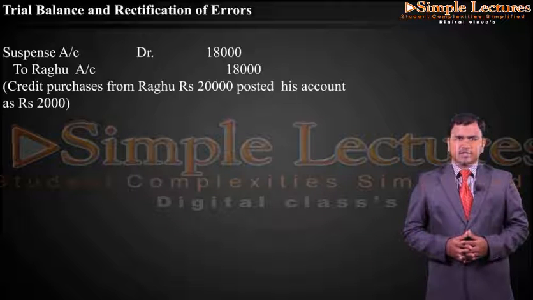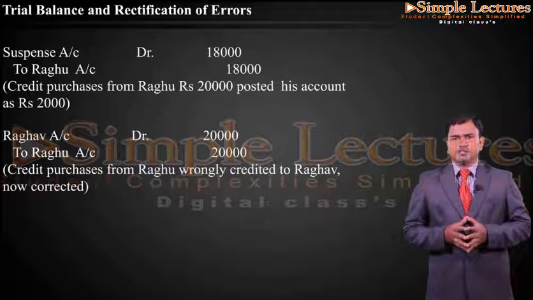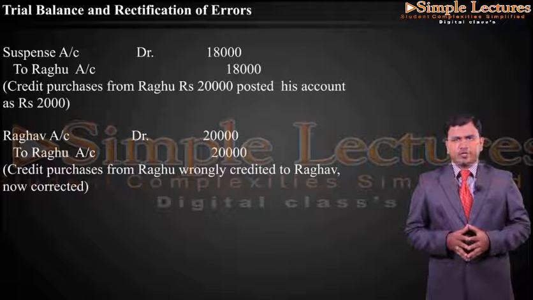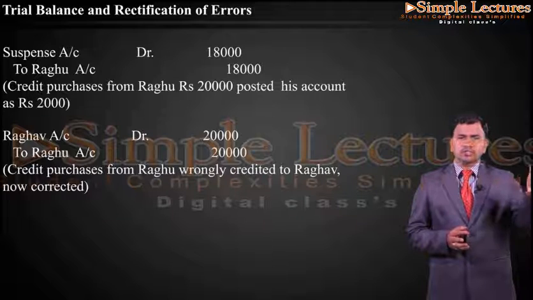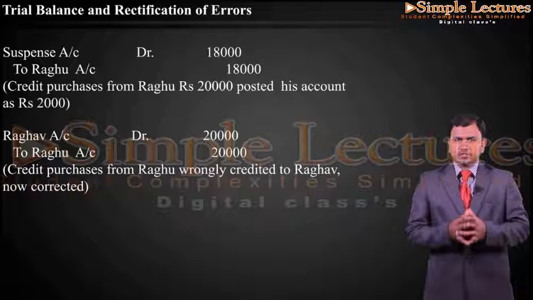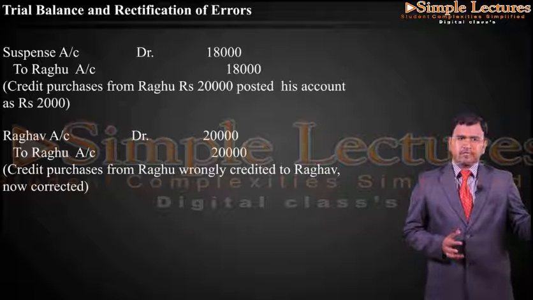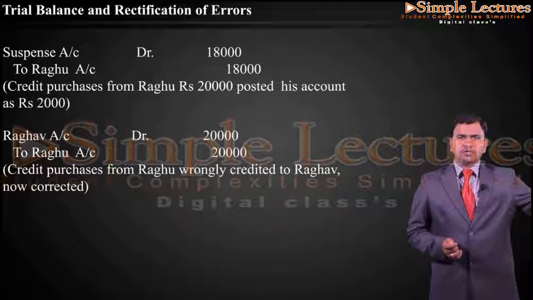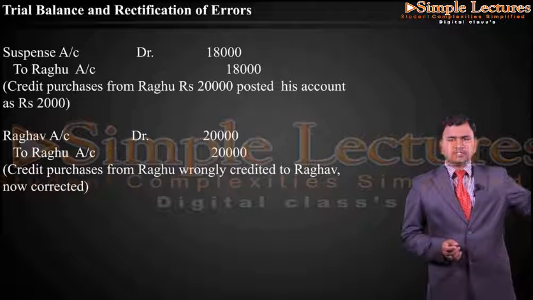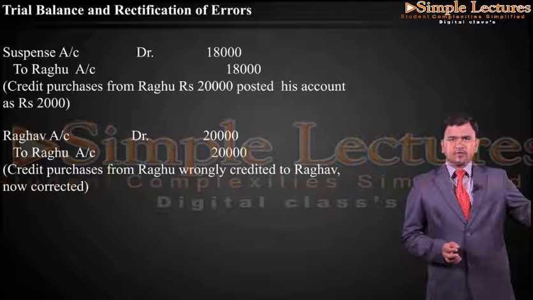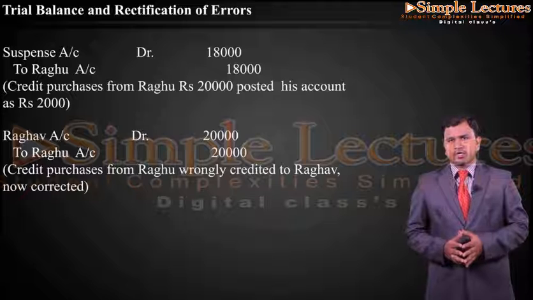And coming to the next case, we have where credit purchases were wrongly credited to Raghav's account. So here the credit purchases were made from Raghu, but it was wrongly posted to Raghav's account. So from his account to Raghu's account we have to transfer this particular credit purchase. So the entry will be Raghav's account debtor 20,000 to Raghu's account 20,000. So here it is transferred from Raghav's account to Raghu's account. So the narration will be: credit purchases from Raghu wrongly credited to Raghav, now corrected.